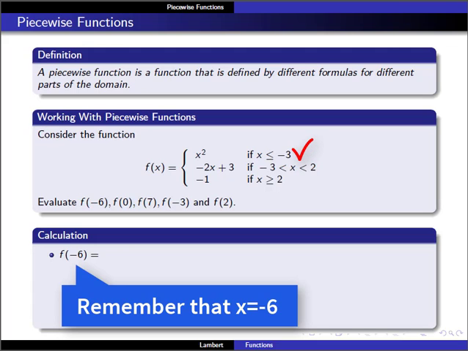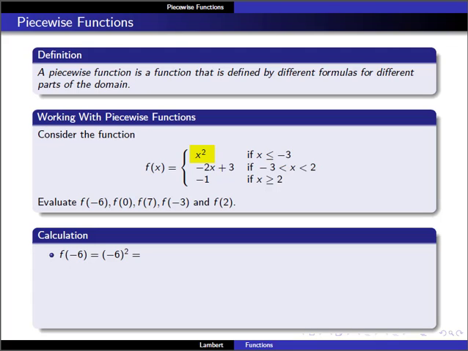So negative 6 is less than or equal to negative 3. That means, notice how negative 6 has replaced the x value. Negative 6 should replace the x value in our equation given there. So this becomes negative 6, the quantity squared, and then just plugging and chugging, we get 36, and that's our final answer. Moving forward from there, our next scenario, we're looking at f of 0.